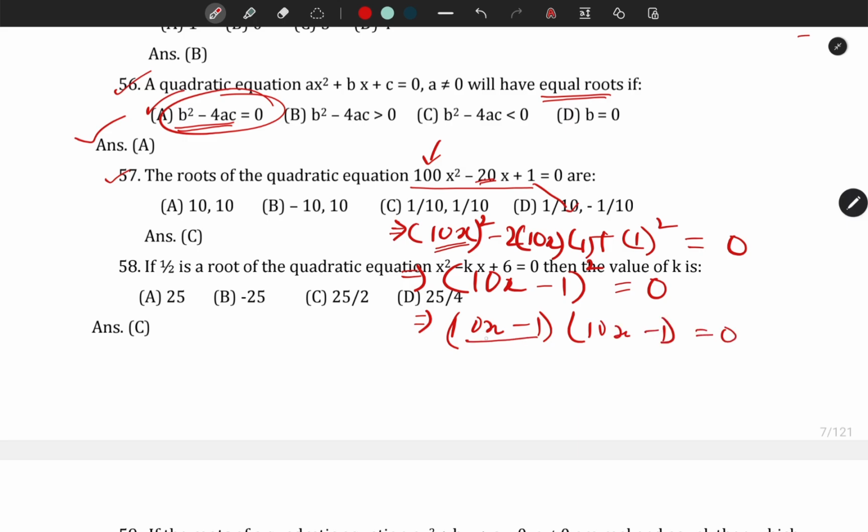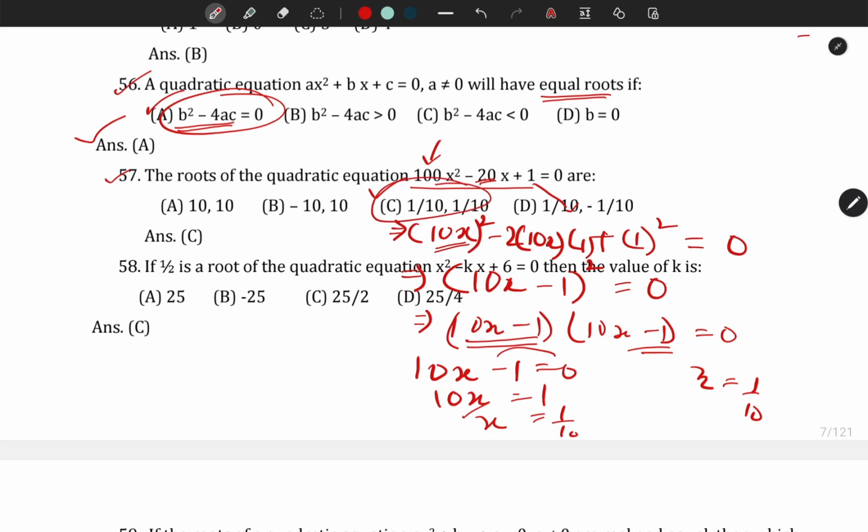So if we take 10x minus 1 equals 0, you will get 10x equals 1 after taking it to the other side. So x will be 1 divided by 10. Similarly here also you will get x equals 1 by 10. So the roots of these equations are equal. They are both 1 by 10. The correct option is C, 1 by 10, 1 by 10.